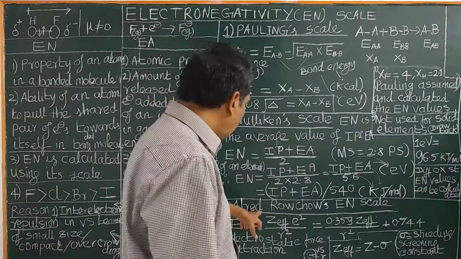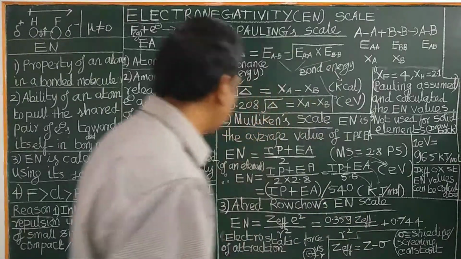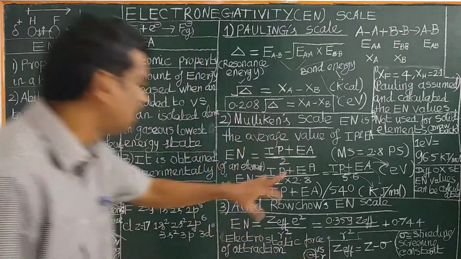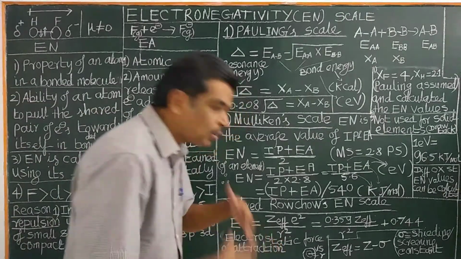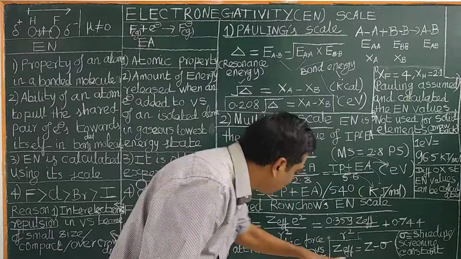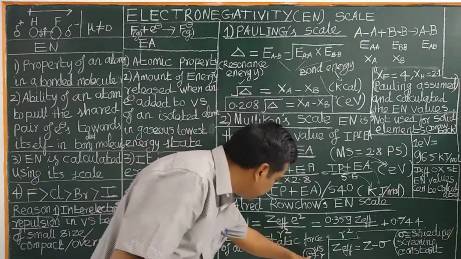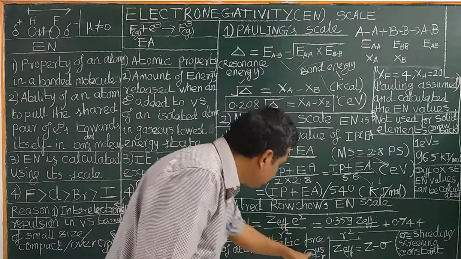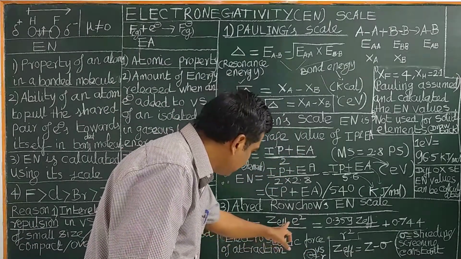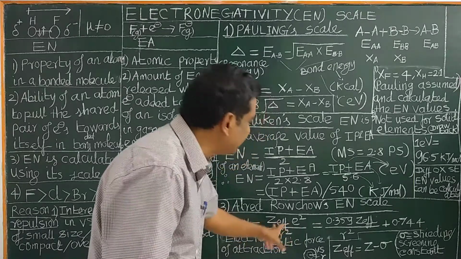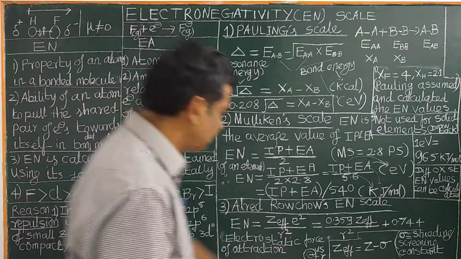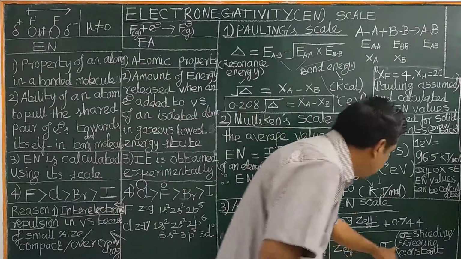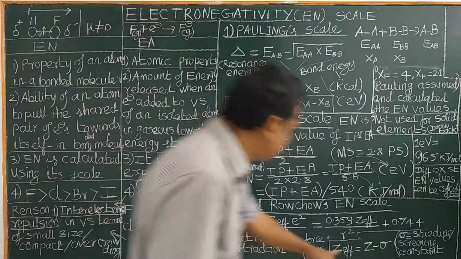The third method, Allred-Rochow's electronegativity scale, is based on the electrostatic force of attraction between the nucleus and the outermost valence electron. According to classical physics, the electrostatic force of attraction between two charged particles is given by Zeff E into E divided by r square, where Zeff is the effective nuclear charge. The effective nuclear charge is equal to Z minus sigma, where sigma is the screening constant or shielding constant.